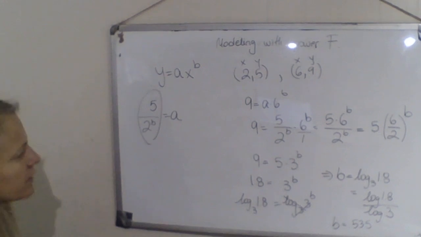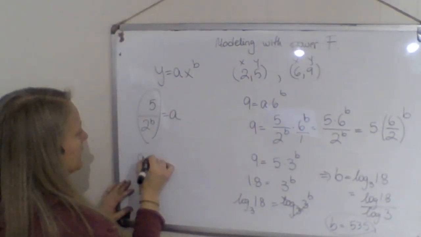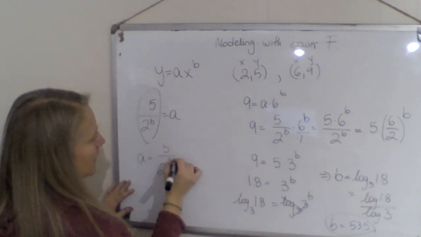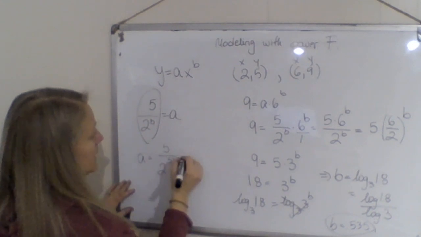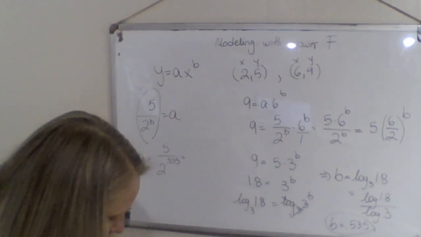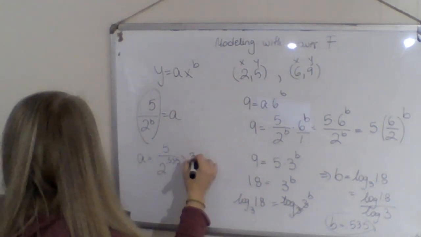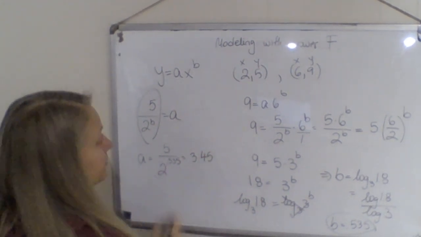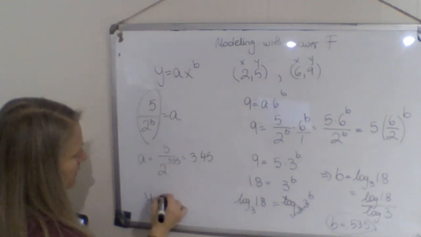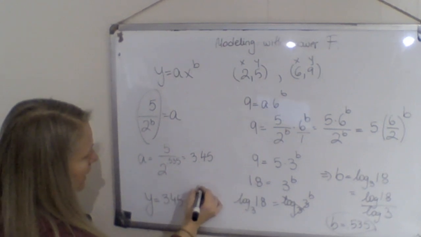It's okay. It doesn't matter. And I can take this b now, and I can plug it in here. My a is 5 over 2 to the 0.535, and I can just plug this in my calculator very easily. 5 divided by 2 to the 0.535. Get it out, and my a is about 3.45. So my power function is y equals 3.45 times x to the 0.535.